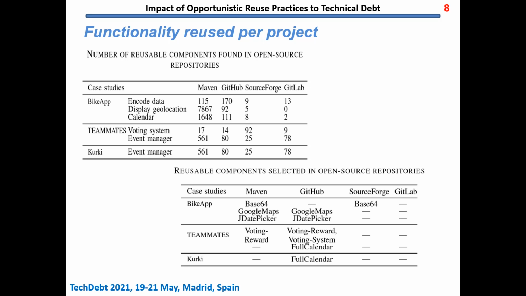However, in the table below, we can see the components selected according to the different criteria for each of the sample systems. In the case of BIAP, for encoding the data, we select two different repositories, Maven and SourceForge, to reuse the base64 component, and so on for the rest of the systems.